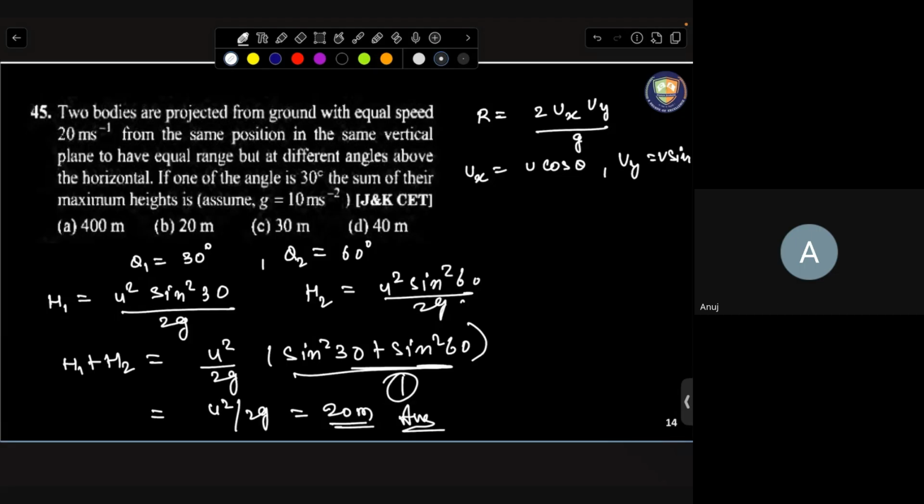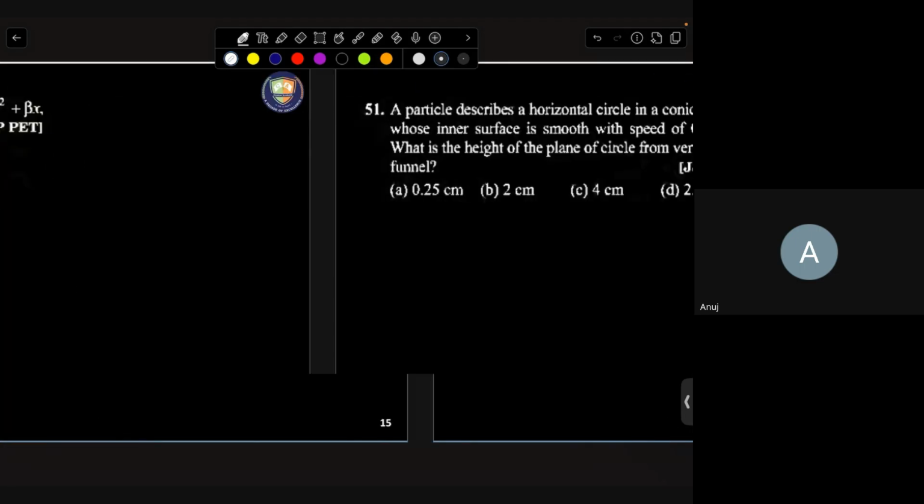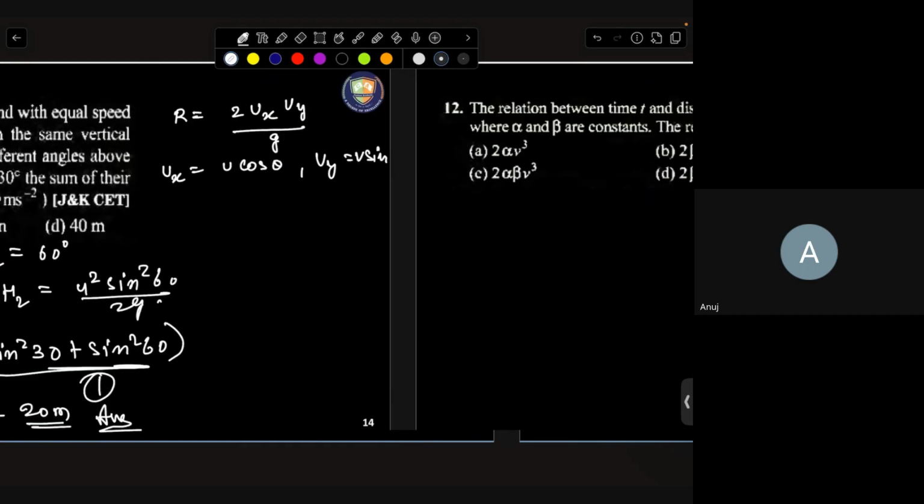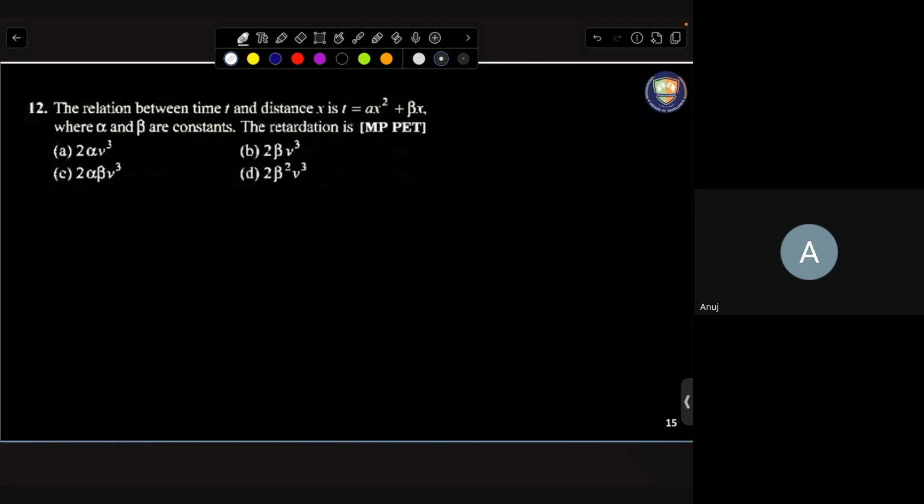Clear? Let's move ahead. Okay, see this question. This is also an interesting question, but an easy one. Please try.